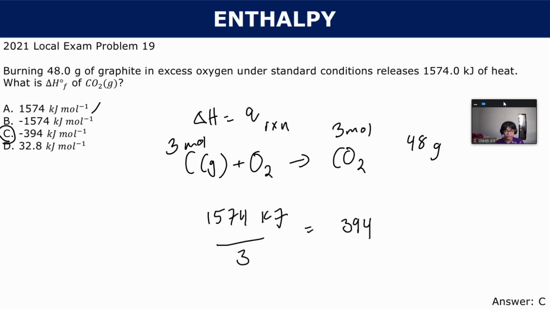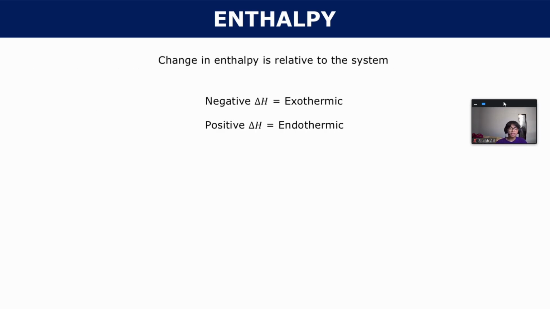And we are correct. But now you might notice something interesting, right? I got a positive value here, but the answer was a negative value. It's not because the answer is wrong. It's because we haven't truly introduced the positive negative thing yet. Change in enthalpy is relative to the system. If you have a negative change in enthalpy, the reaction is going to be exothermic, and if you have a positive change in enthalpy, the reaction is going to be endothermic. Think about it, right? If you lose energy, a change in enthalpy that's negative relative to the system means that you have lost energy.